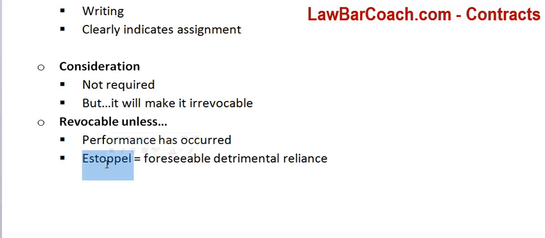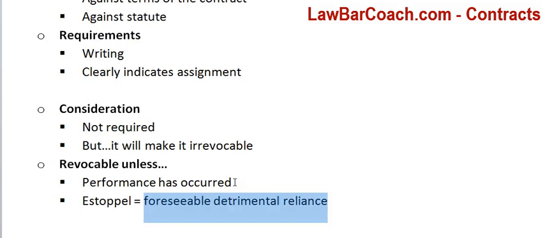Just to be a little more clear on that, I apologize. If there is consideration, you cannot revoke the assignment because that's essentially been a contract. Steve says, I will pay you $10 to assign your rights. They shake, they hand the money over, done, contract. If there is no consideration, it may be revoked, but only before performance has occurred and only as long as the person did not detrimentally rely, and that reliance must have been foreseeable.